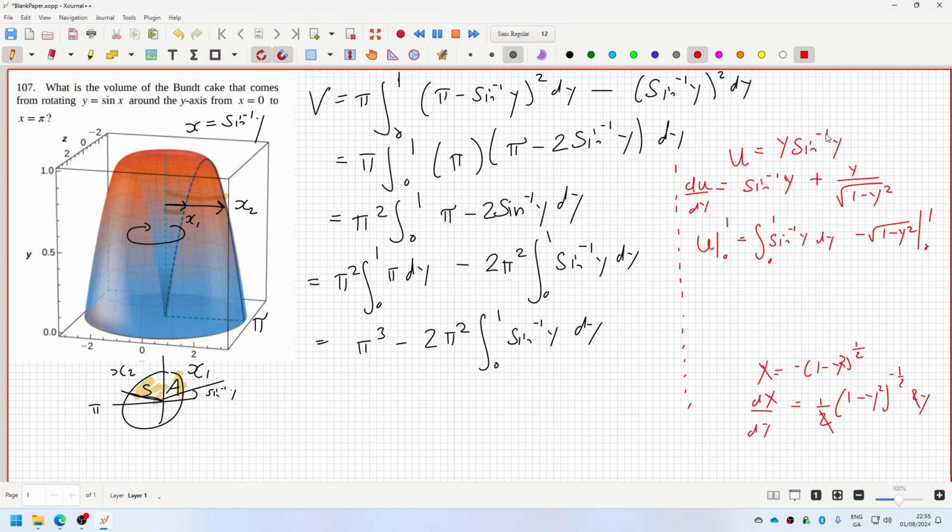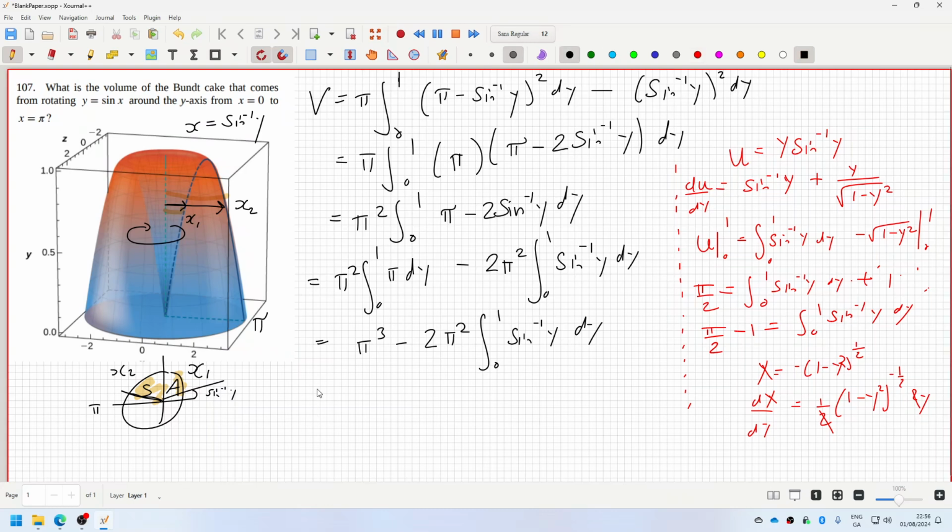u at 1 is sine inverse 1, that's pi over 2. So that's pi over 2 equals the integration from 0 to 1 of sine inverse y dy minus, and then if I put in 1, I'll get 0, and if I put in 0, I'll get 1. So that's minus minus, so that'll be plus 1 at the back. So pi over 2 minus 1 is the integral from 0 to 1 of sine inverse y dy. Pi over 2 minus 1.